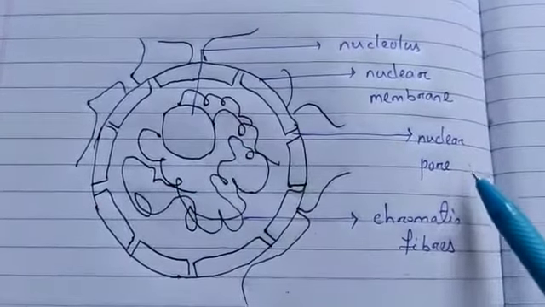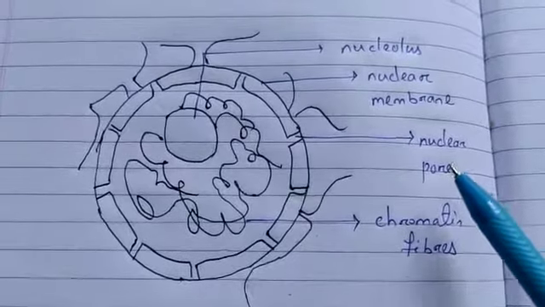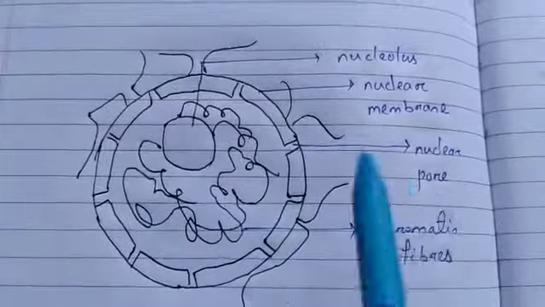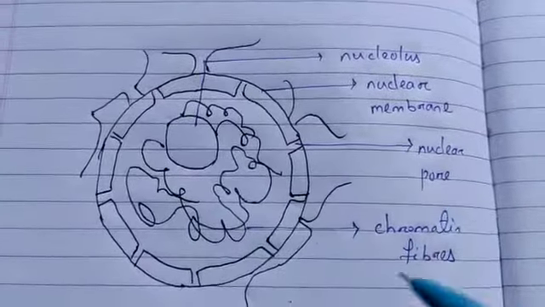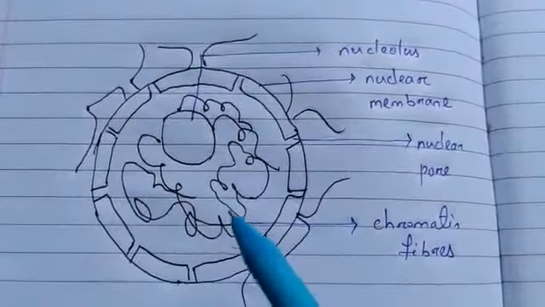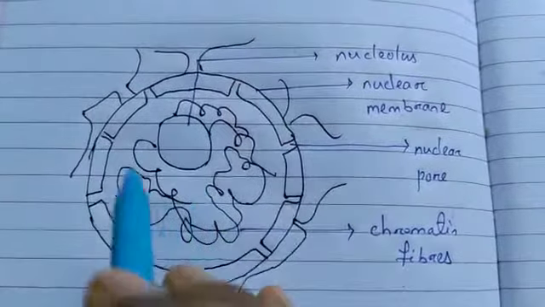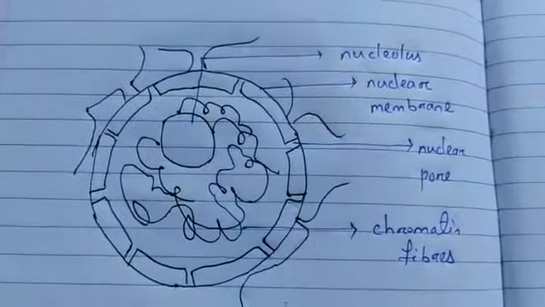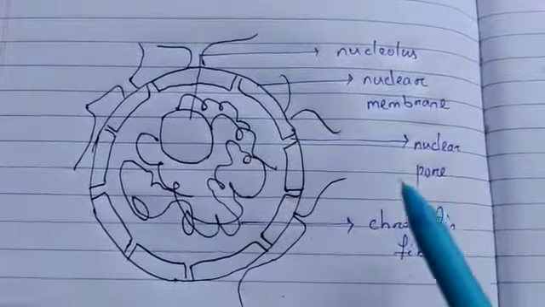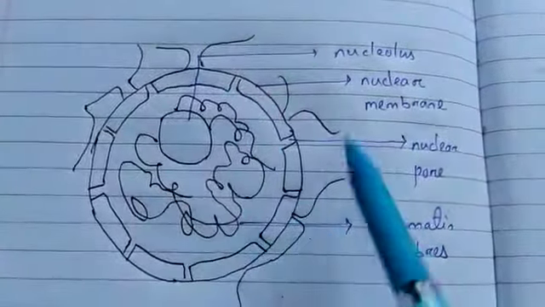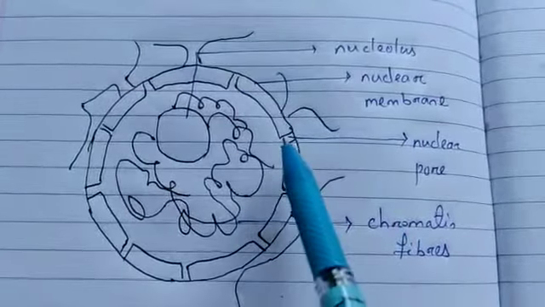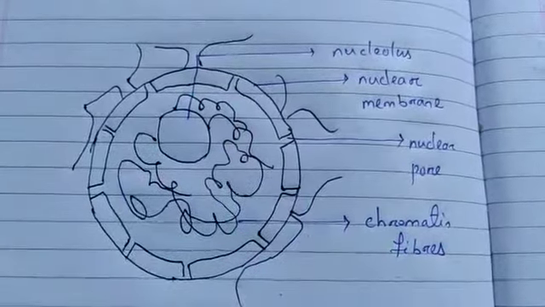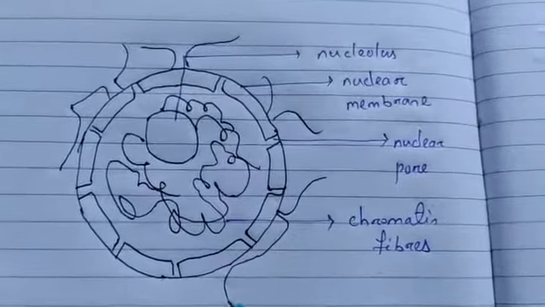These nuclear pores allow the transfer of materials from inside the nucleus to outside. That means substances are transferred through the nuclear pores from inside the nucleus to the outside environment of the cell, which we will discuss later. So this double layer membrane is called the nuclear membrane, and these pores are called nuclear pores. The nucleus is considered the brain of the cell.